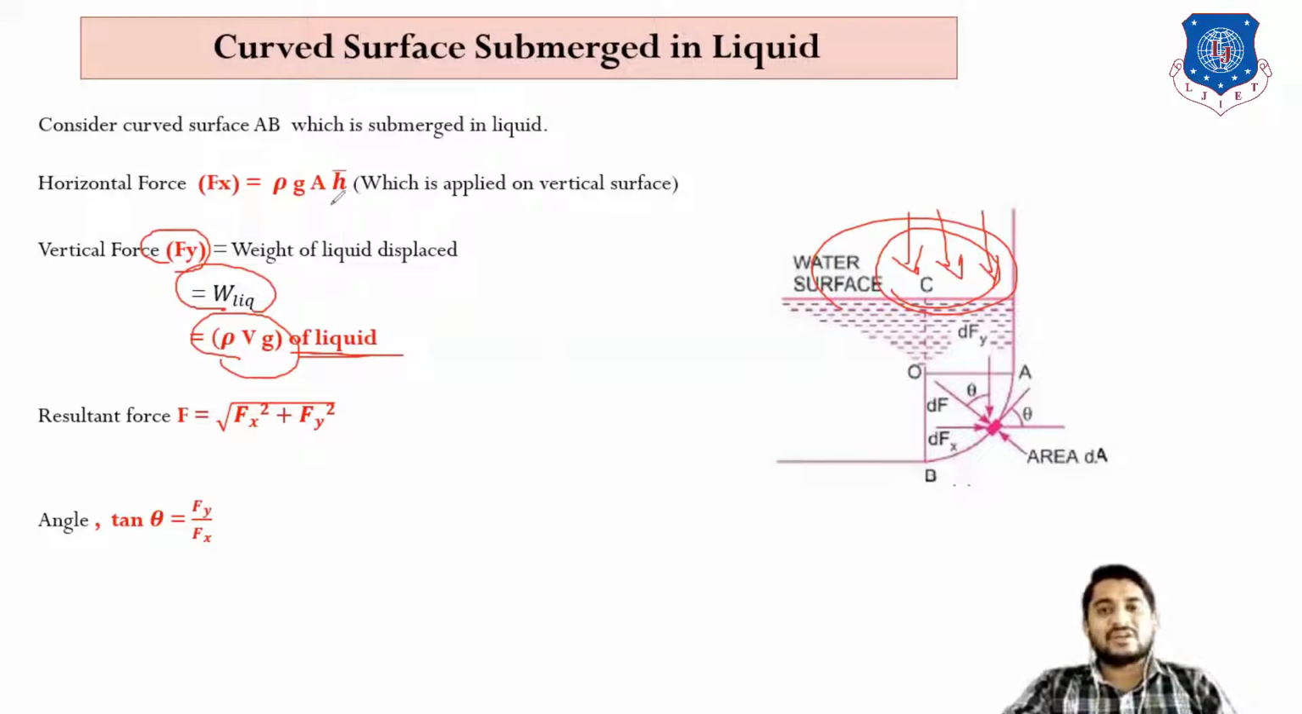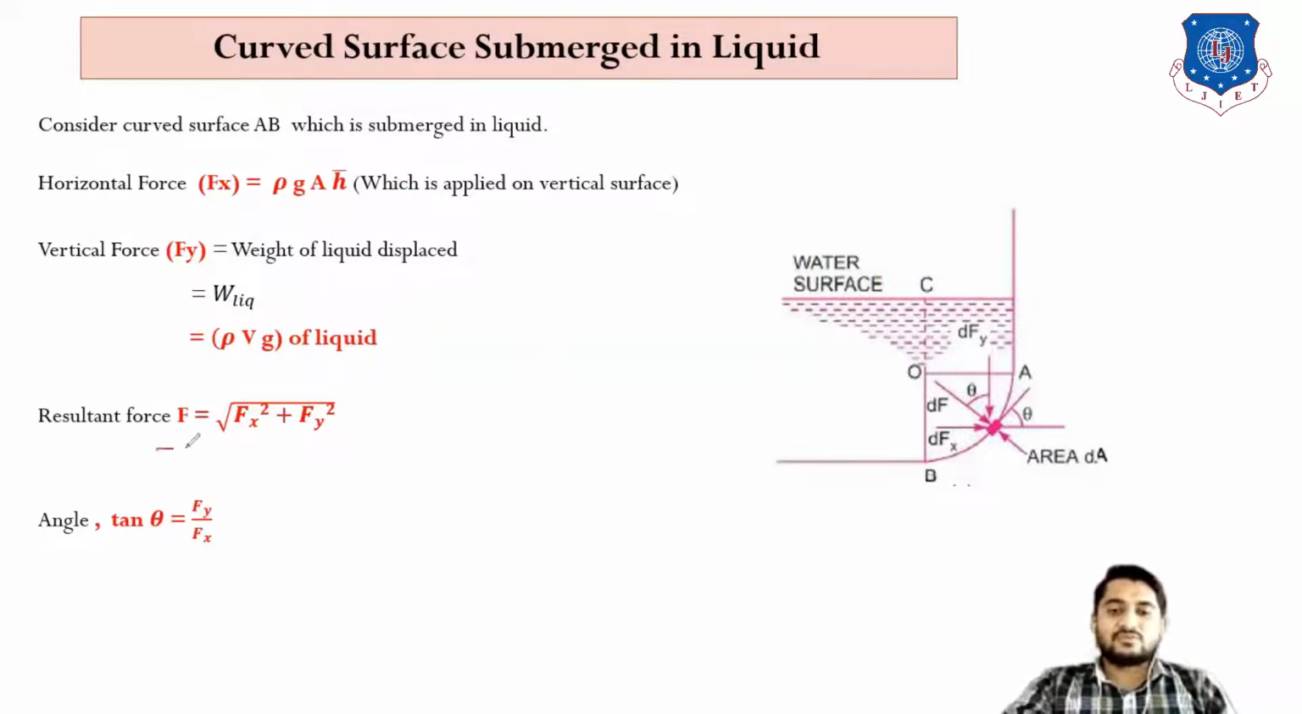Now after finding Fx and Fy, we have to find the resultant force. From the mechanics of solids syllabus, you have remembered this. F is equal to the square root of Fx square plus Fy square in case of the resultant force. And in case of theta, you simply take tan theta is equal to Fy divided by Fx. These two equations are already learned by you in mechanics of solids, right?